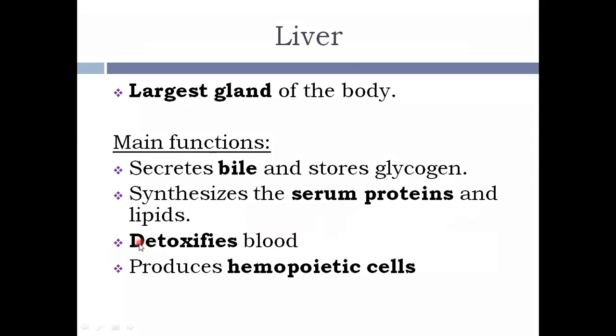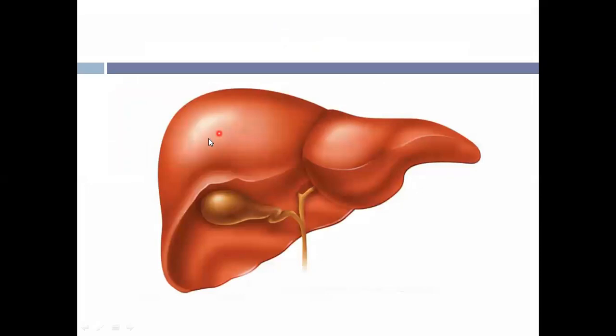Then what's the next function? It detoxifies blood from many toxins that are circulated in our systemic circulation. What's next? Liver produces blood cells during the fetal life. Then the next thing, this is the liver, as we can see here.